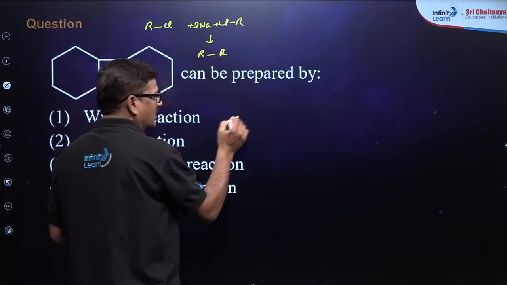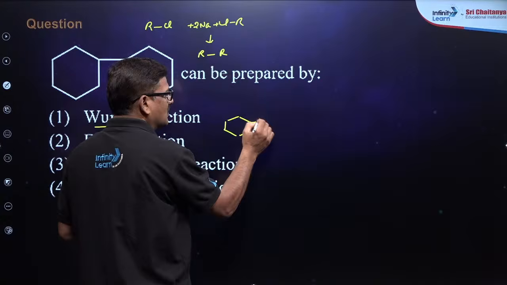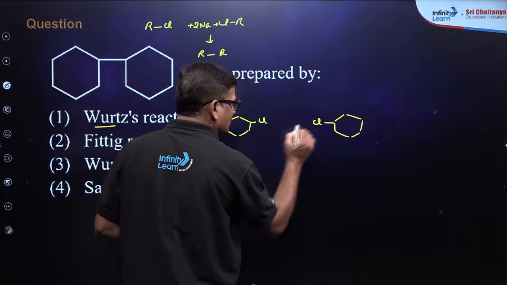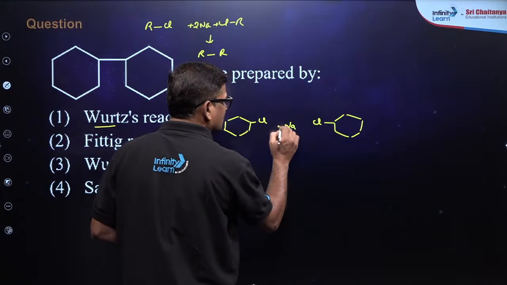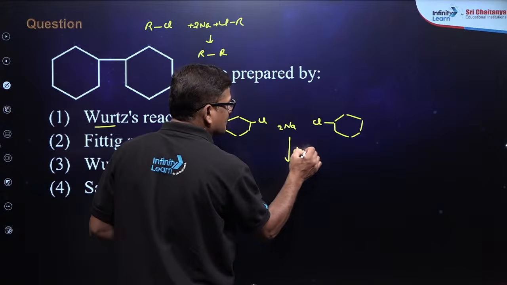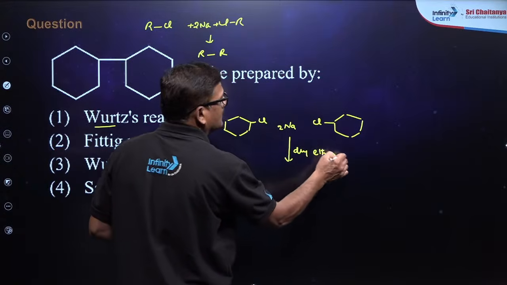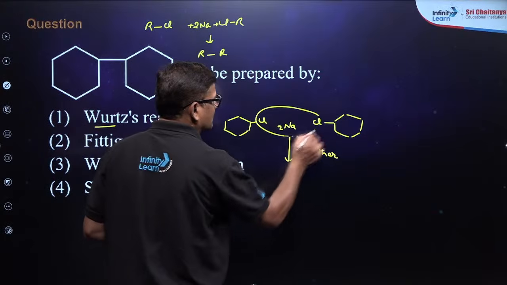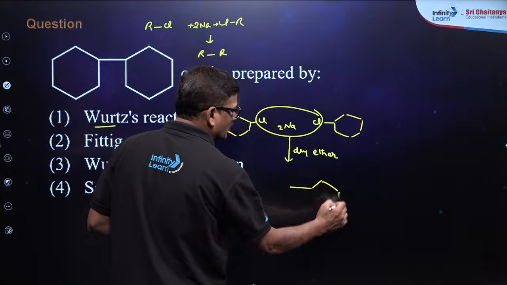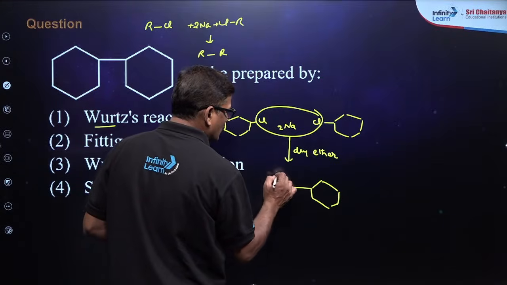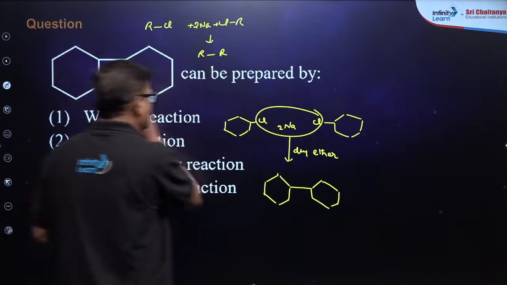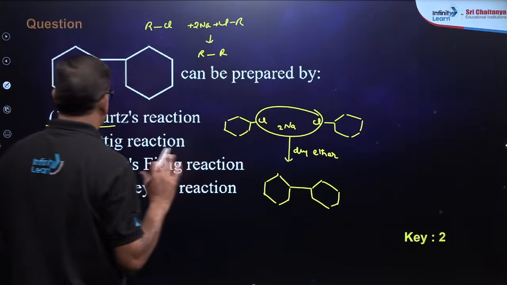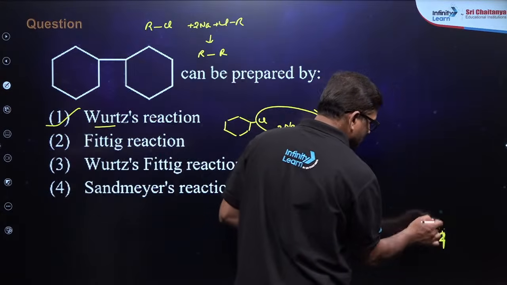Similarly, take cyclohexyl chloride and cyclohexyl chloride treated with sodium metal in dry ether. Somebody tell me why dry ether is used. Comment box. NaCl is eliminated, so what will happen? You are going to get a dicyclohexyl compound. This is not biphenyl. So the answer for this question is going to be Wurtz reaction, not Fittig reaction.